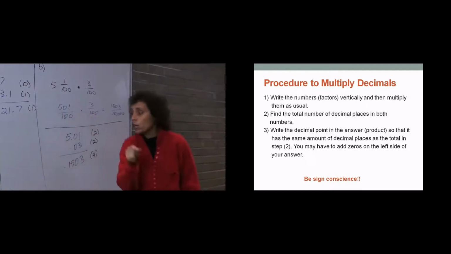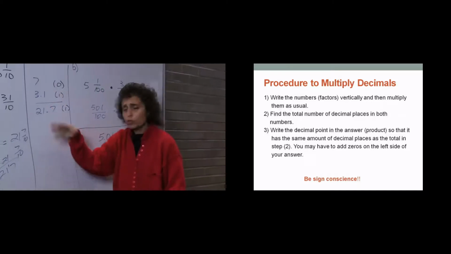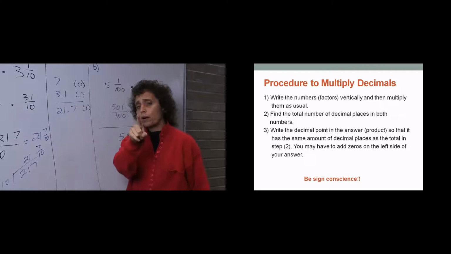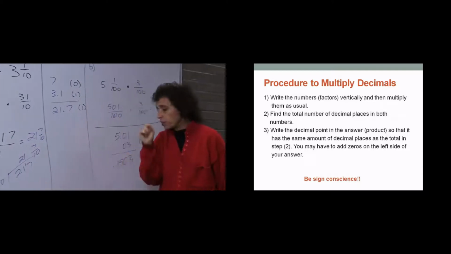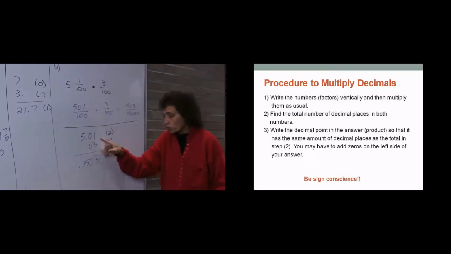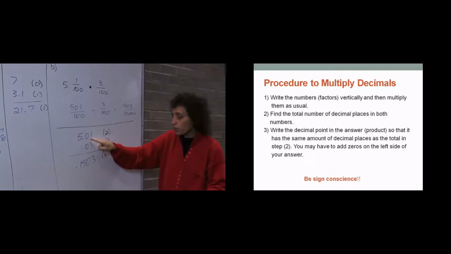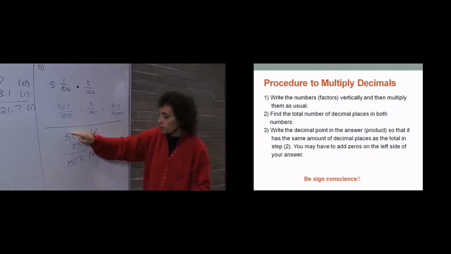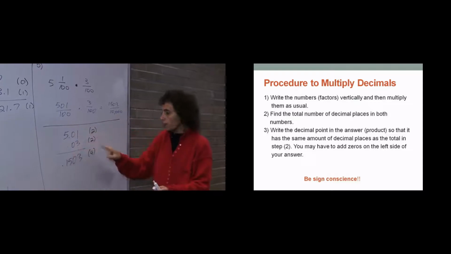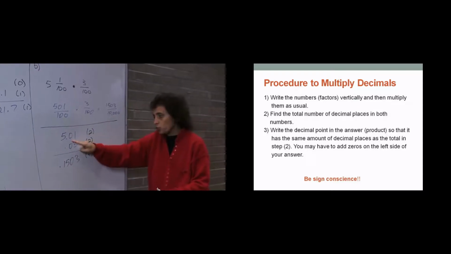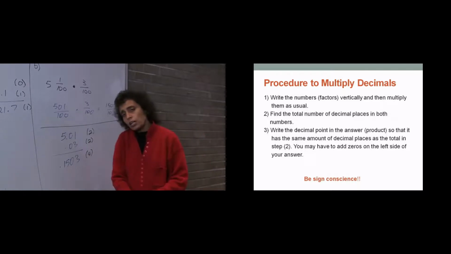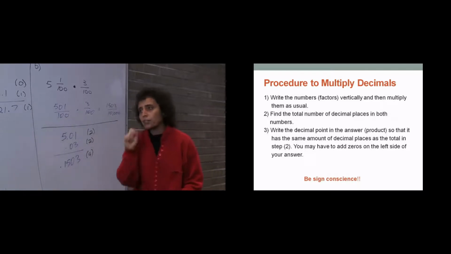So here's what happened. What happened was we just multiplied the numbers regularly. You do not have to line up the decimals. We're going to talk about why not. Once you multiply regularly, 3 times 1 is 3, 3 times 5, 3 times 0 is 0, 3 times 5 is 15. You get this answer, and you just count the number of decimal places. 2 here, 2 here, so there'll be 4 in my answer. That's all I do.